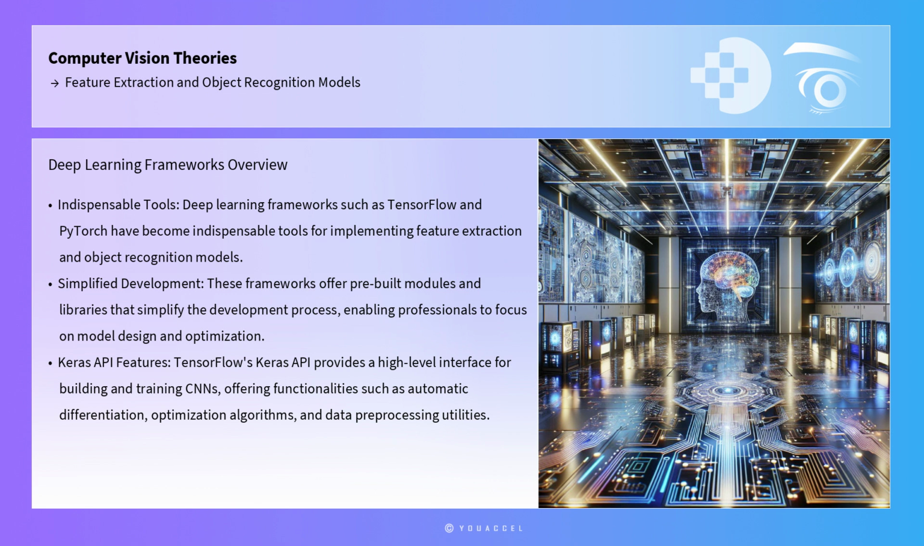Deep learning frameworks such as TensorFlow and PyTorch have become indispensable tools for implementing feature extraction and object recognition models. These frameworks offer pre-built modules and libraries that simplify the development process, enabling professionals to focus on model design and optimization rather than low-level implementation details. TensorFlow's Keras API, for instance, provides a high-level interface for building and training CNNs, offering functionalities such as automatic differentiation, optimization algorithms, and data pre-processing utilities.